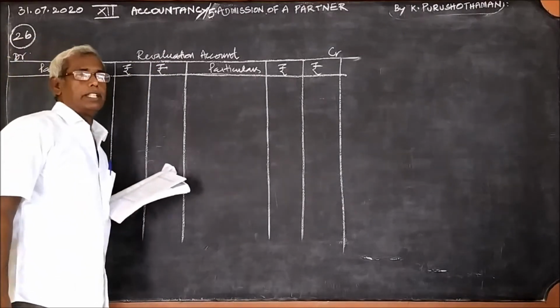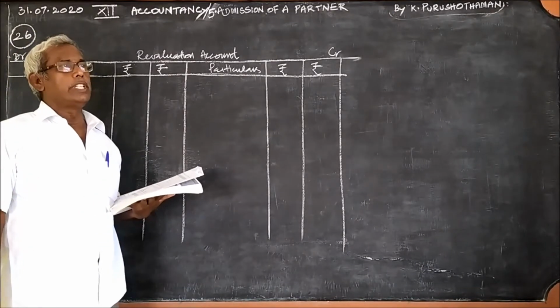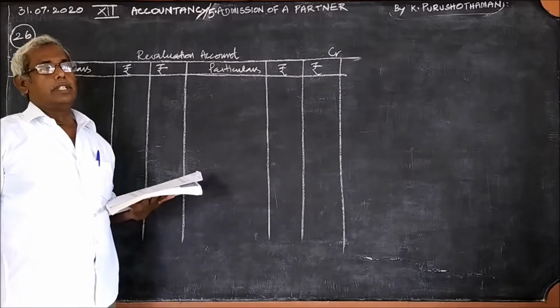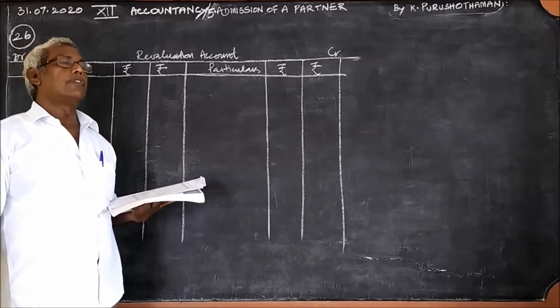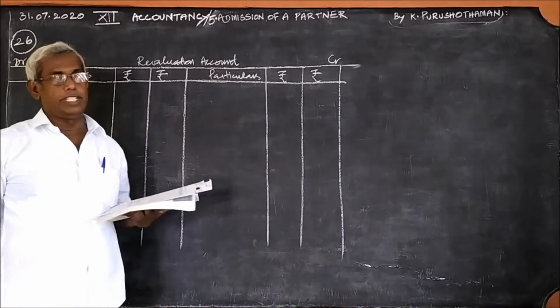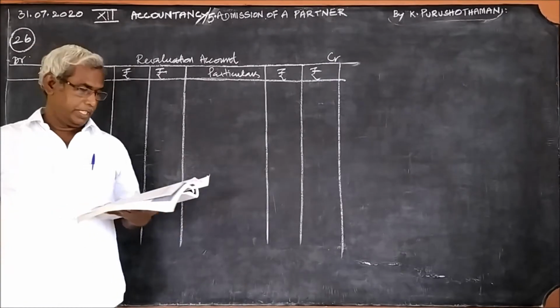What should be written in it? We should write only the increase in the value of assets and liabilities. If it is an increase in the value of assets, that is profit items, we should write on the credit side. If it is any decrease, we will write on the debit side.